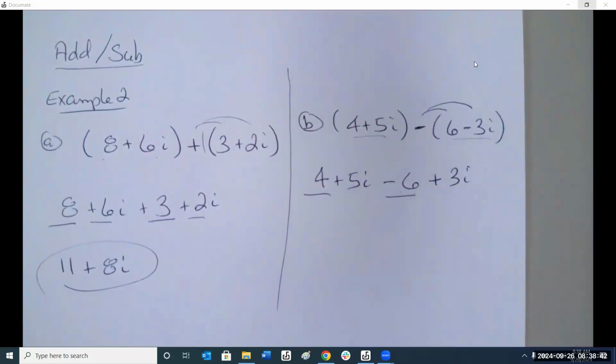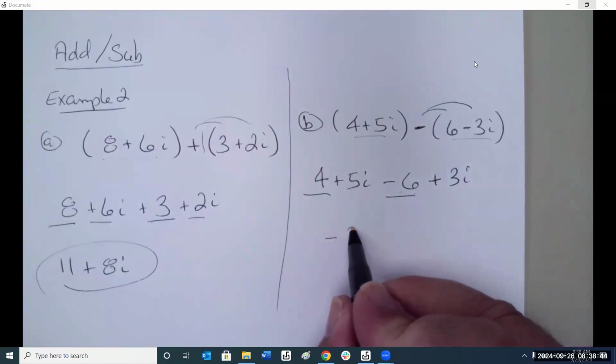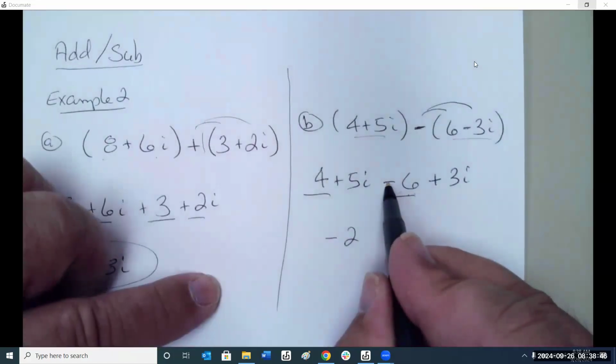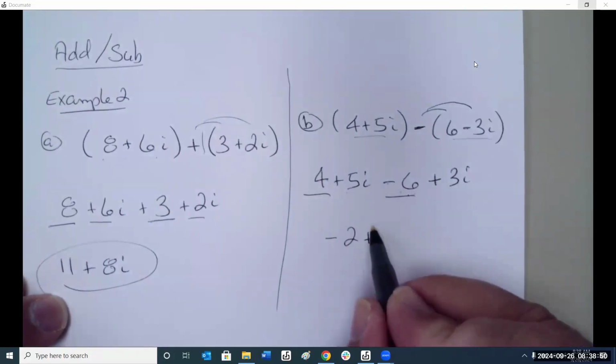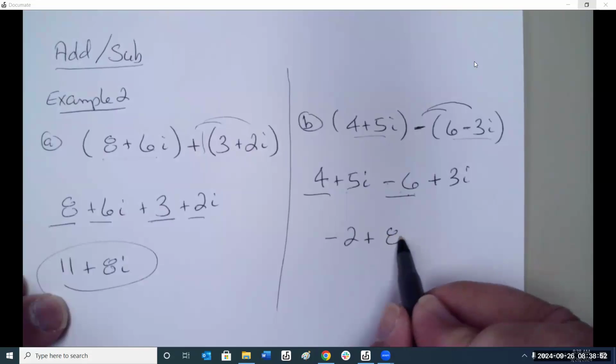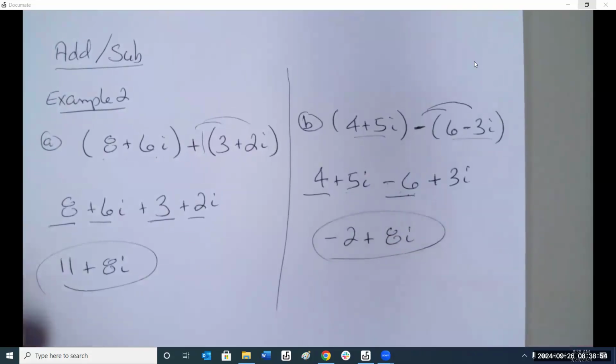4 minus 6. Because 6 is bigger, the sign's negative. 6 minus 4, they're both positive. 5 plus 3 is 8i. And there's that answer.